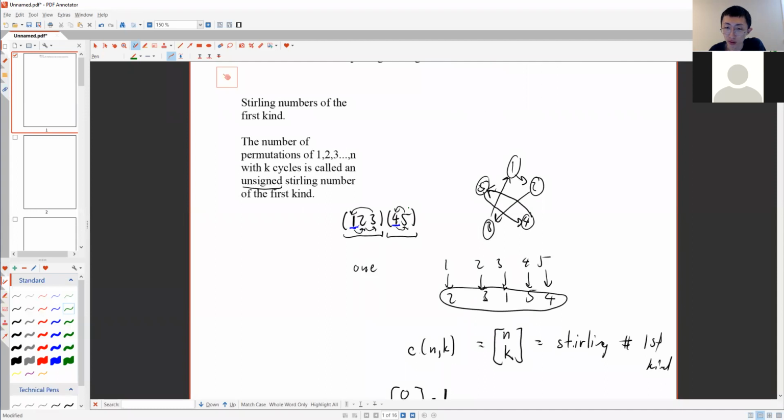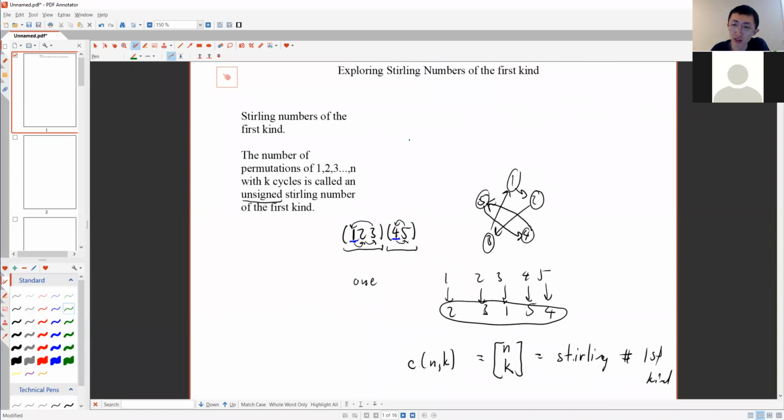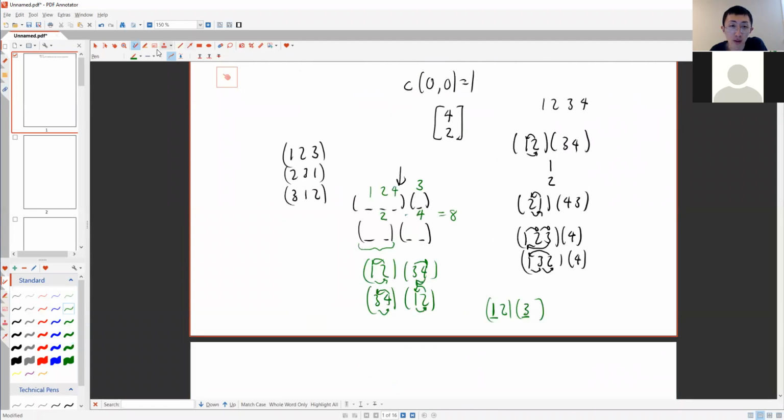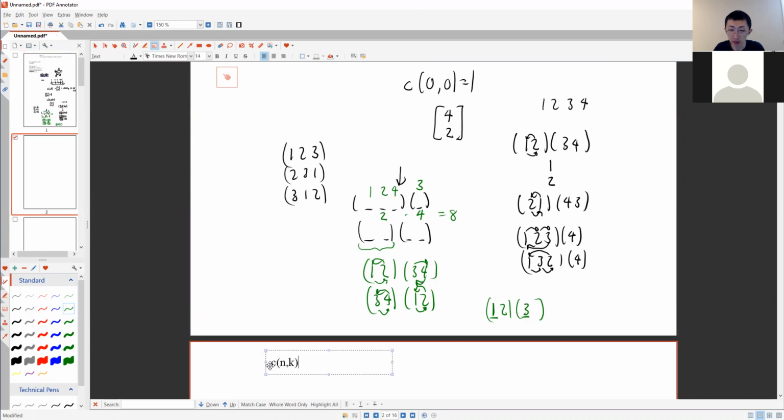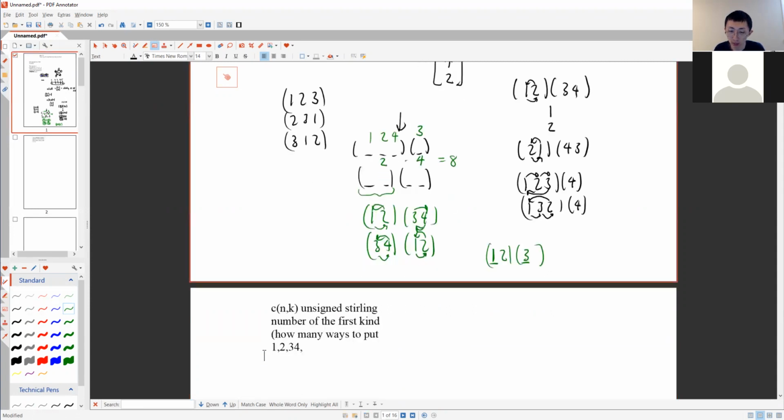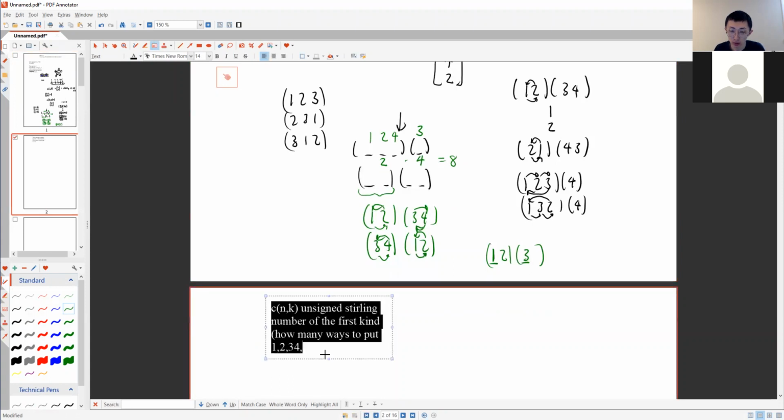So, we're talking about Stirling numbers of the first kind today. So this is just how many ways can you put... I'm just going to type it. C(n, k) is a Stirling number of the first kind, the unsigned Stirling number of the first kind. And it's how many ways to put 1, 2, 3, 4, 5, 6, 7, like a permutation, 1 through n into k cycles.